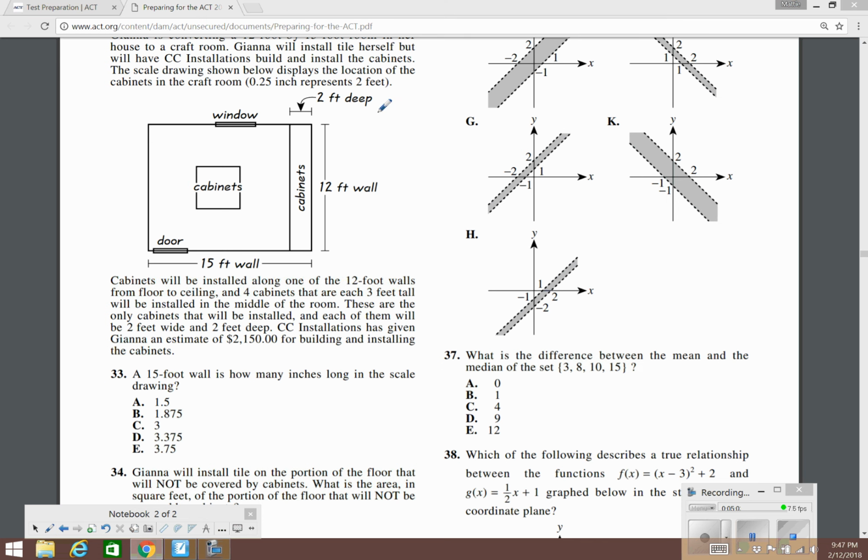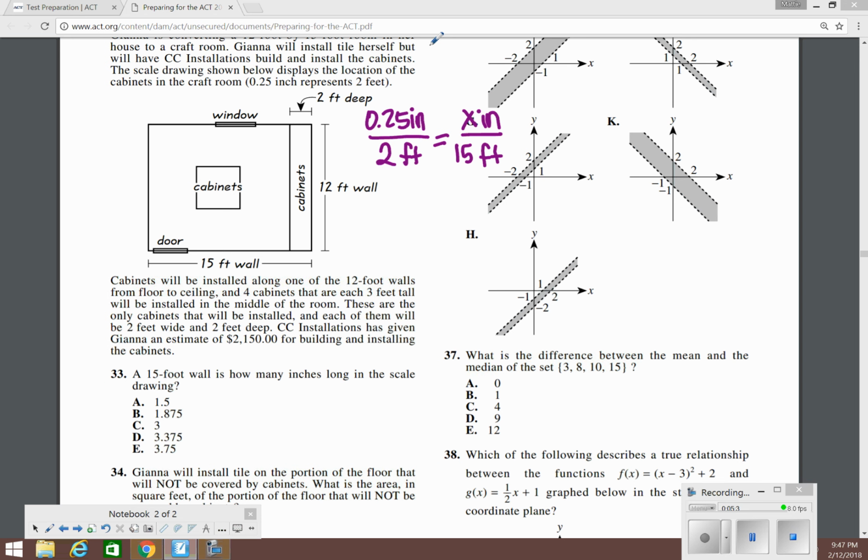It tells us that 0.25 inches represents 2 feet. And then I want to know if it's a 15-foot wall, how many inches long will it be in the scale drawing? So I'm going to put the X inches on top and then say 15 feet long in real life. So notice once again that I've matched up inches on top and feet on bottom, or you could have it backwards. And then when I have a proportion or equal fractions, I'm going to cross multiply them.